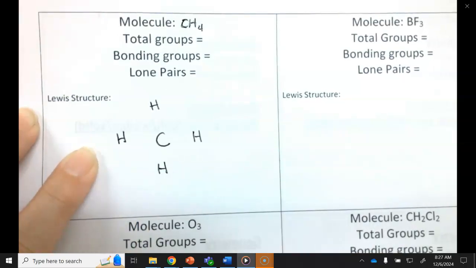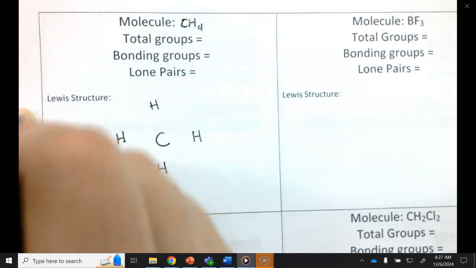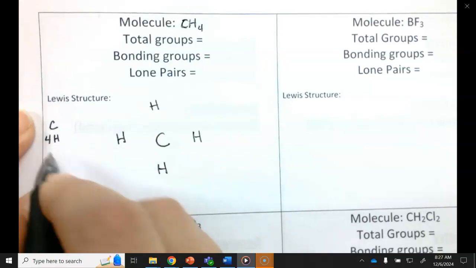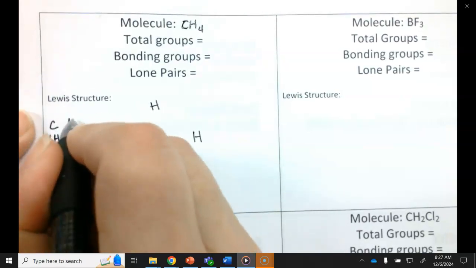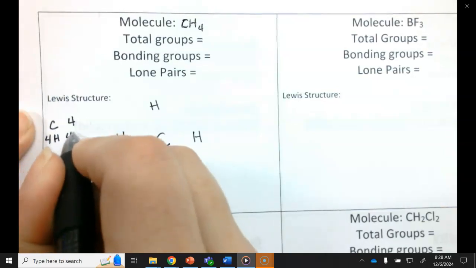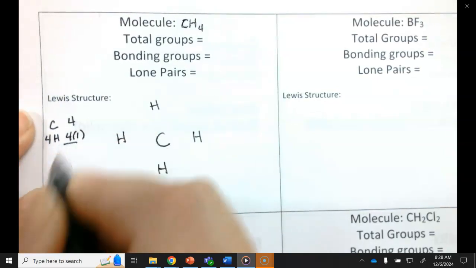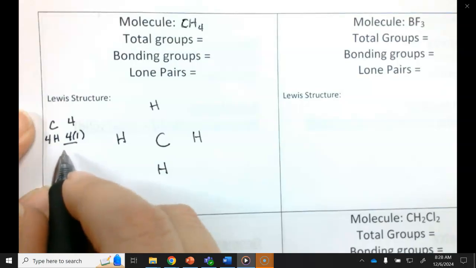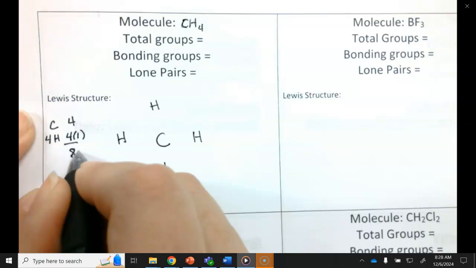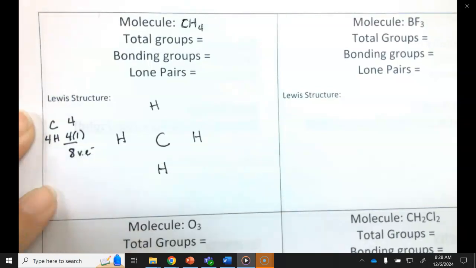Once I have my molecular arrangement, I'm going to need to find the number of valence electrons in my structure. The way I like to do that is to write out the elements involved. Then I know carbon is in group 14, so it has 4 valence electrons. Hydrogen only has 1 electron, so it has 1 valence electron. 4 plus 4 tells me I have 8 valence electrons to put in my structure.